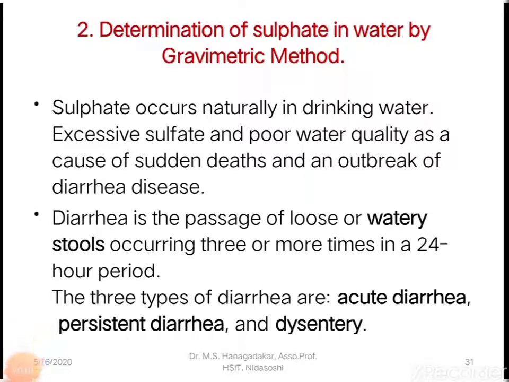Dear students, welcome back to water analysis part 2. In part 1, we discussed fluoride analysis in water samples. In the second part, sulfate in water by the gravimetric method.